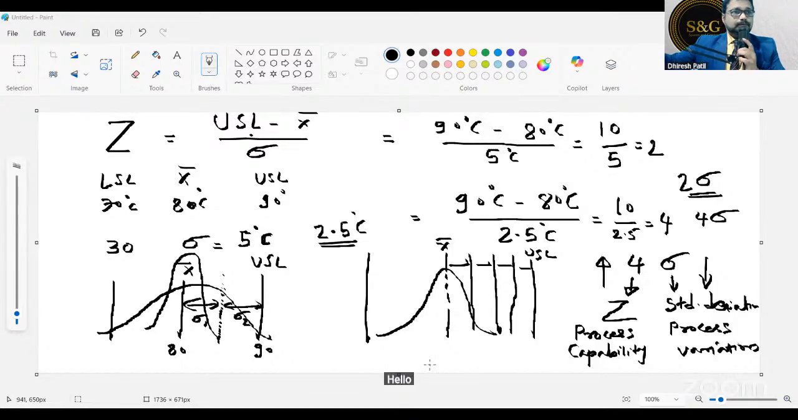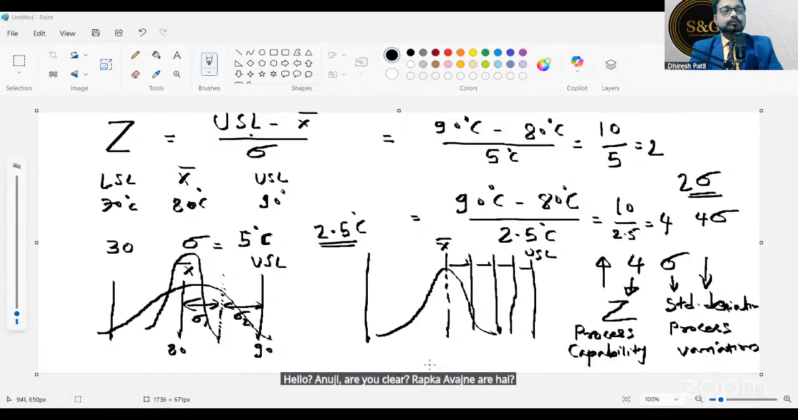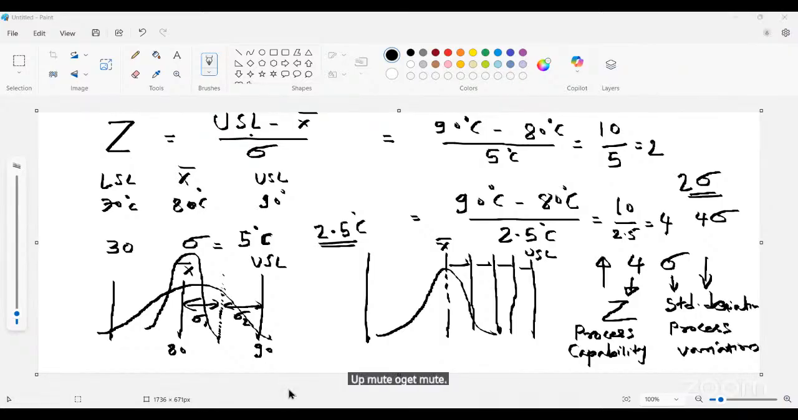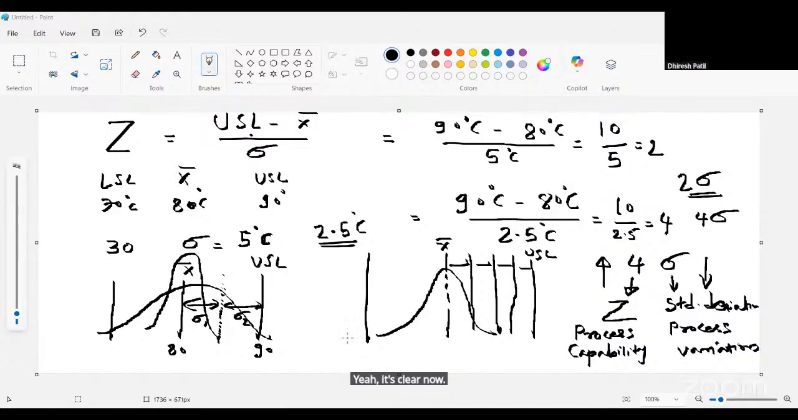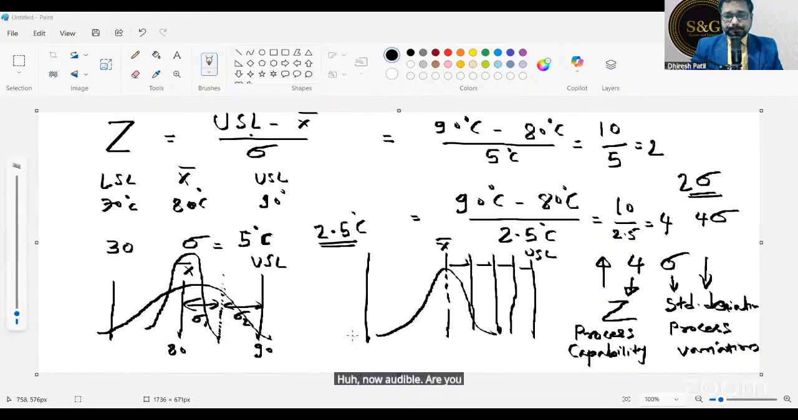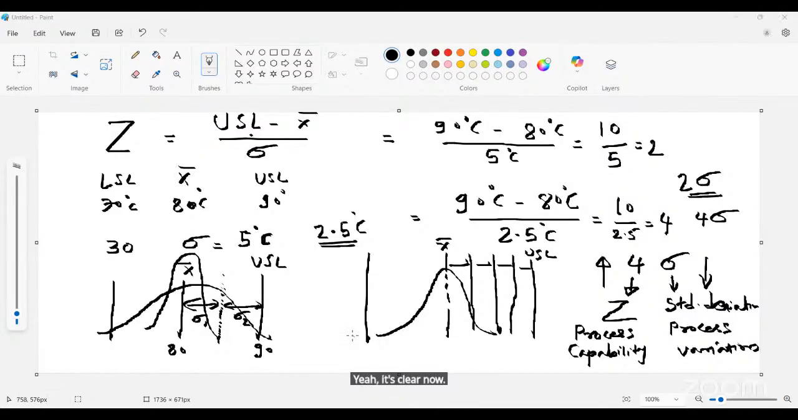हेलो अनुज जी, आर यू क्लियर? आपका आवाज नहीं आ रहा है. आप म्यूट हो गए, म्यूट. Yeah, it's clear now. Now audible. Are you clear now? Yes, now clear. Okay, very good.